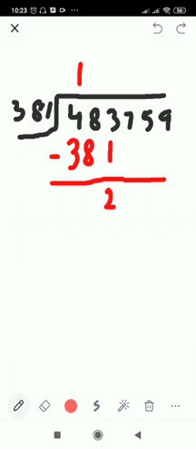We are going to subtract it now. 3 minus 1 is 2. 8 minus 8 is 0. And 4 minus 3 is 1. Next, we are going to bring down the number 7 here. Okay. Now we are going to divide this 1027 by 381. It's already bigger than 381, right?